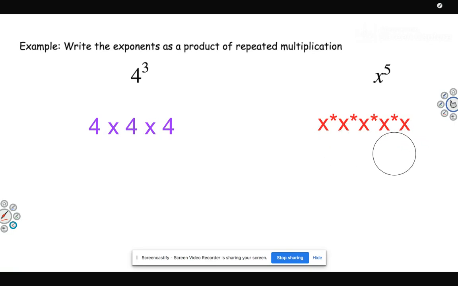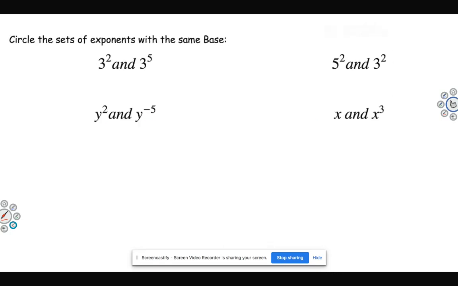Okay, so that's just our review on exponents. What we're doing today is multiplying monomials with the same base. In order to simplify them, we have to identify what has the same base. The base is, again, that number on the bottom. Take a second and try to figure out which of these have the same base.